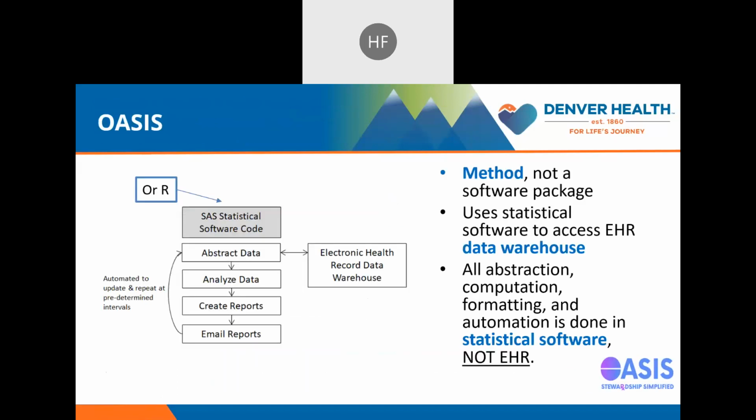OASIS is a method, so it's not a software package. It essentially uses statistical software. We now use R instead of SAS. The statistical software abstracts data from the electronic health record data warehouse and then analyzes the data in the statistical software, creates the reports and graphs. You can automatically email out to clinicians, and you can automate this so that it sends out reports at predefined intervals for as long as you want it to go out. And so everything is done in the statistical software, not in the electronic health record.